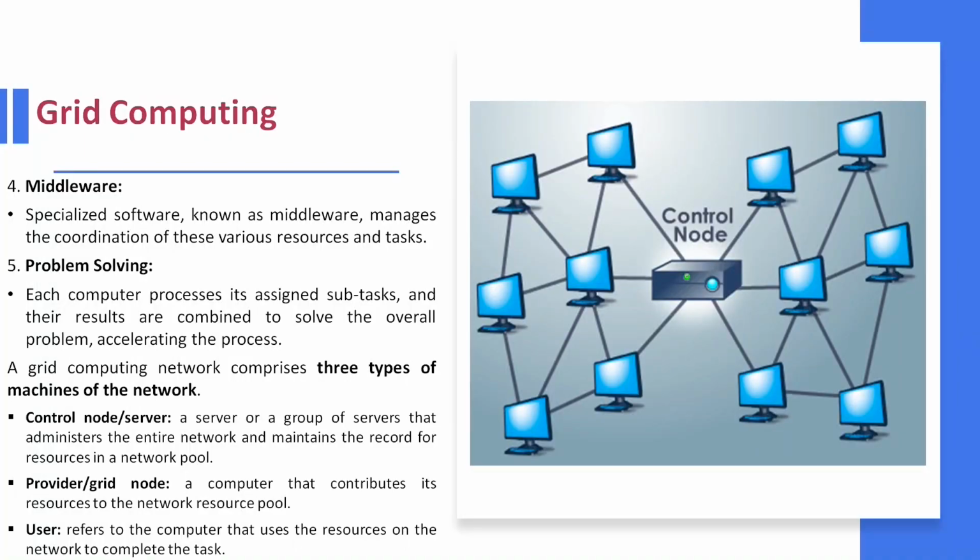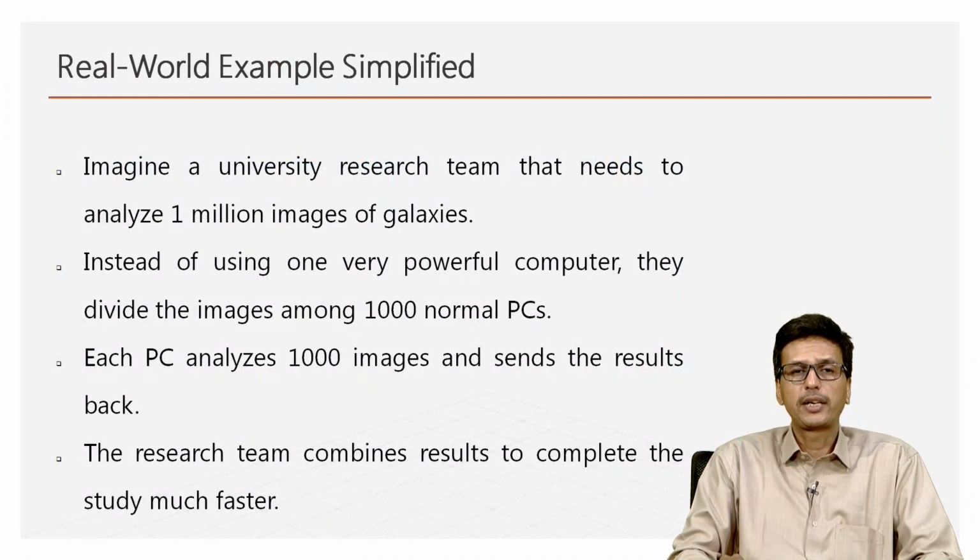Then after that, the second is the provider or the grid node, a computer that contributes its resources to the network resource pool. So here, suppose, for example, 50% of that particular utilization is free. In that case, that 50% will be allocated to whichever person or device requires that particular system. In that case, whatever the provider is, that will be considered as a grid node. And then the third one is the user, which refers to the computer that uses the resources on the network to complete the task.